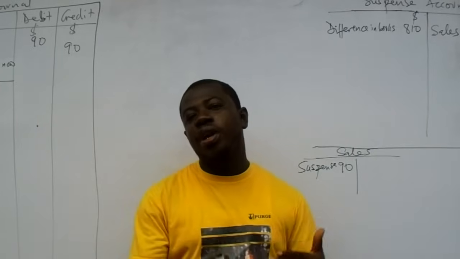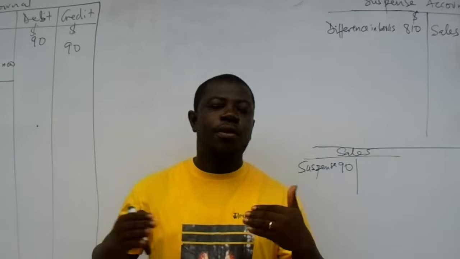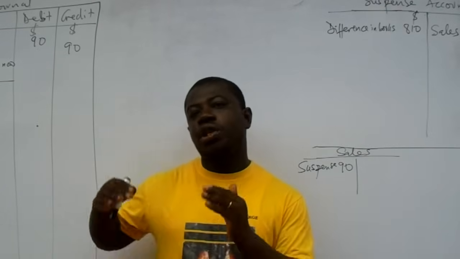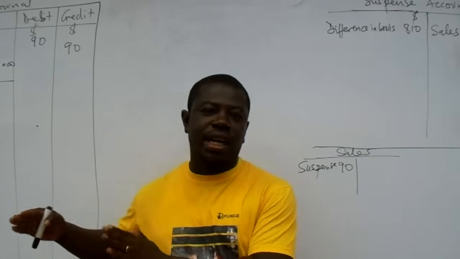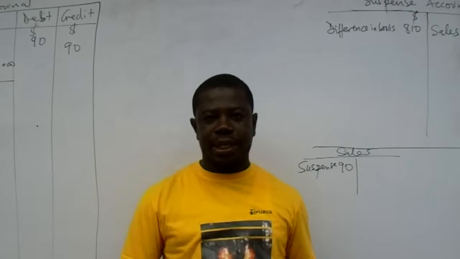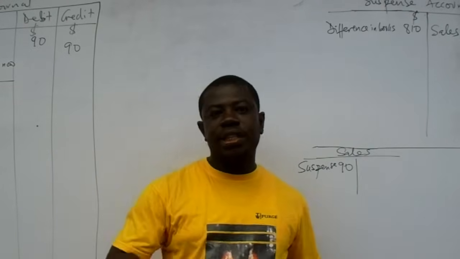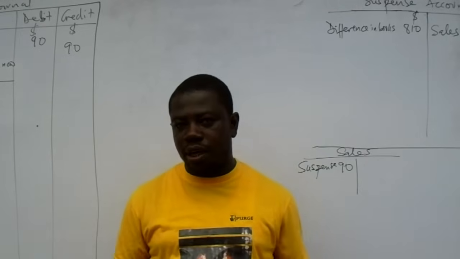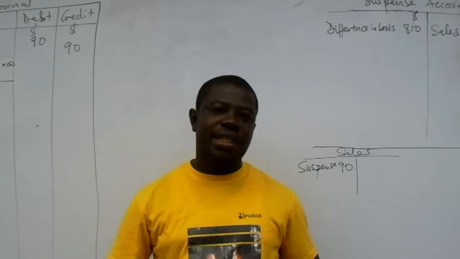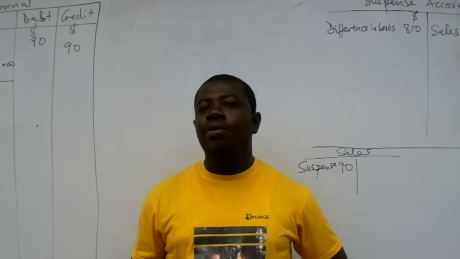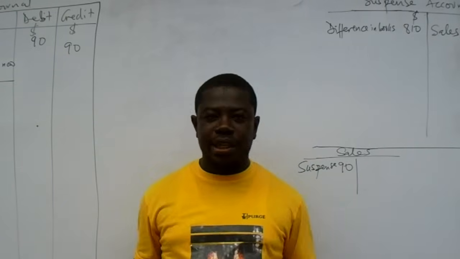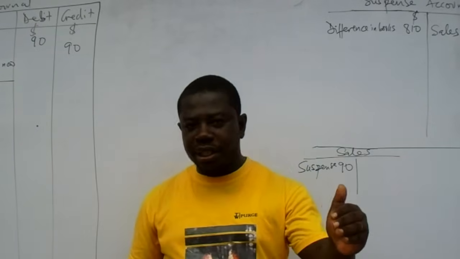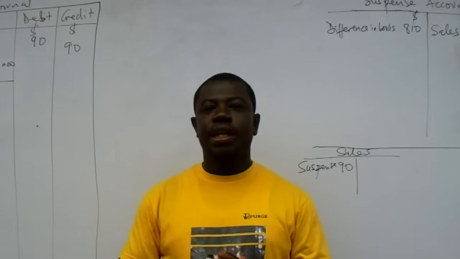So it has been correctly entered in the sales ledger, but in the discount allowed account, it was entered on the wrong side in the nominal ledger. The nominal ledger contains accounts basically of incomes and expenses. So when we went to the discount allowed account, instead of debiting discount allowed, they rather credited. The double entry for discount allowed is that you debit discount allowed and then you credit the debtor.